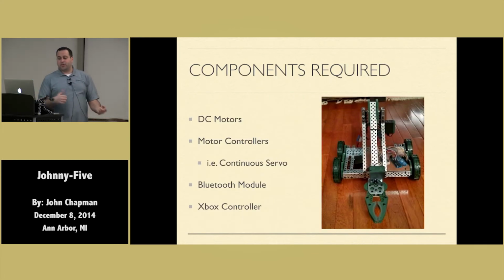In order to do this, there's a few different things we have to know how to do. We have DC motors, all right? DC motors give us motion. There are motor controllers, and what a motor controller does for us is it takes a DC motor, which you basically turn on and off, and allows us to control it as if it was a continuous servo. What that means is we can say, turn clockwise, turn counterclockwise, spin at 50% speed, spin at 100% speed.